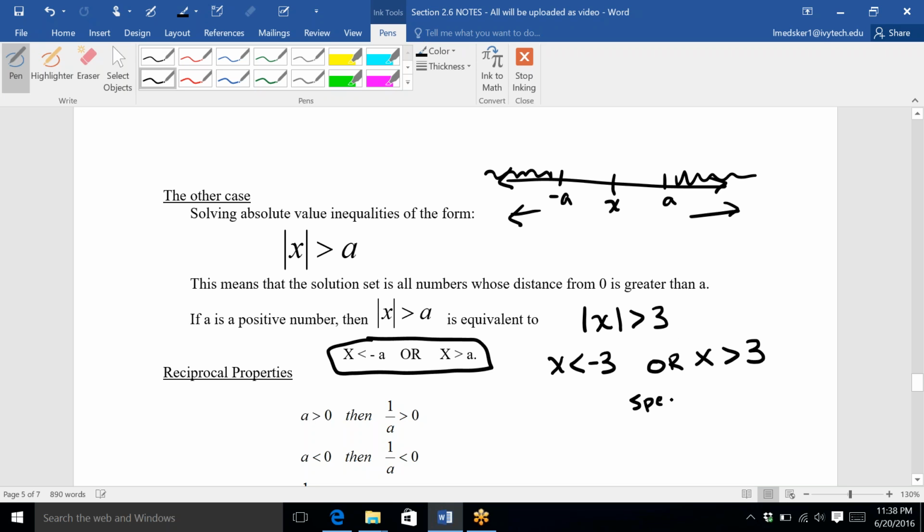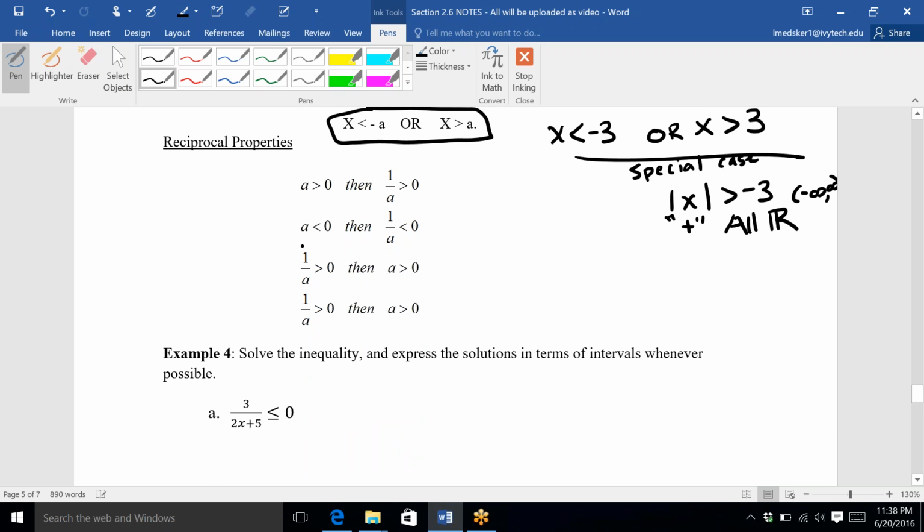Again, there is a special case. If you say my absolute value is greater than a negative, absolute value again is always positive. A positive is always greater than a negative. So this would actually be all real numbers. It would be the entire number line, negative infinity to infinity. So only if it's a greater than and a negative on the other side do you do that case.